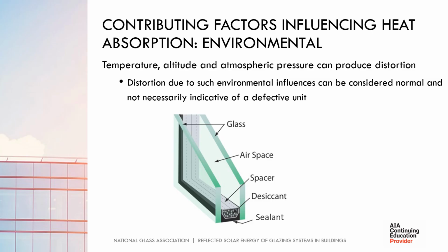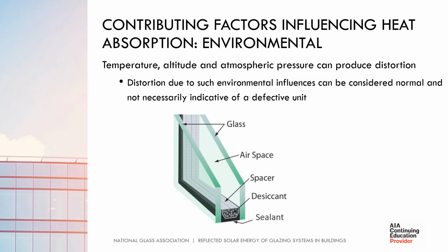Atmospheric conditions can change regularly, meaning the built-in air pressure can vary from unit to unit. Of more importance is that when the unit is installed in its intended location, any change in the pressure balance between the sealed internal volume and the atmosphere will result in glass deflection. Therefore, changes in temperature, pressure, or elevation will produce some distortion in the unit, which can be considered normal and not necessarily indicative of a defective unit.